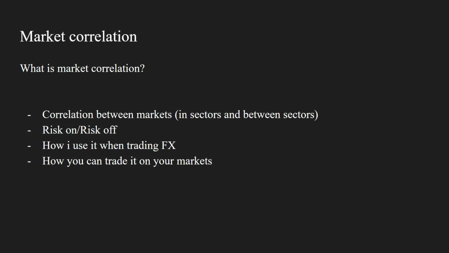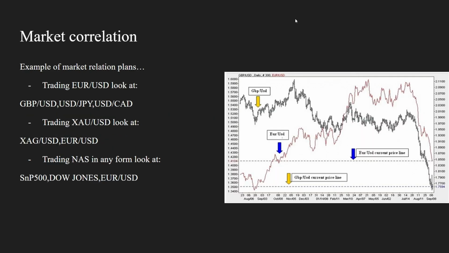And I'm also going to tell you to trade on your markets. I'm going to give you some examples of how to use market correlation. For example, if you're trading Euro USD, you should look at GBP USD, compare the two different markets, compare the prices, okay? And when you go into a specific time, compare what happened on London Open.